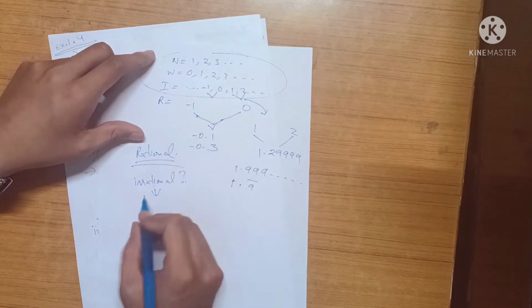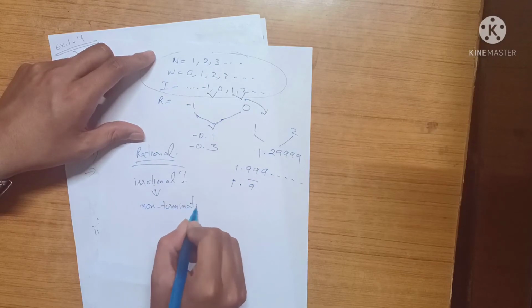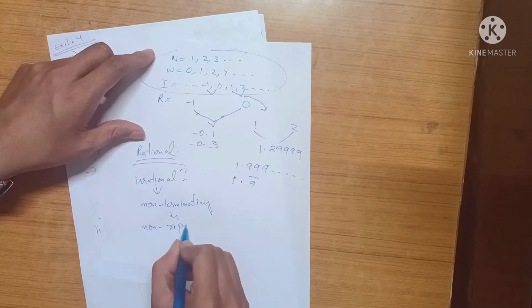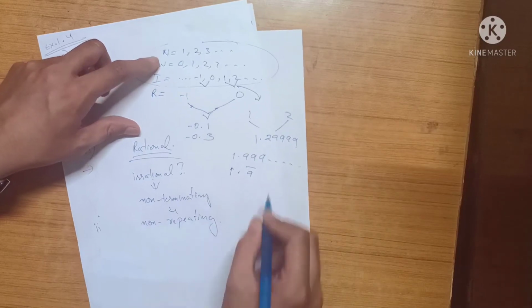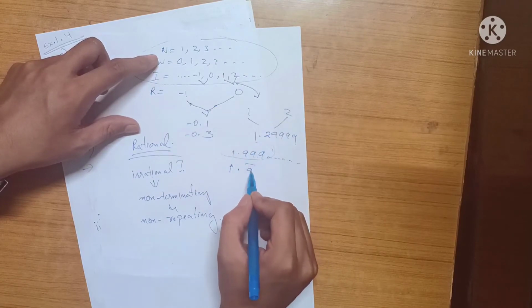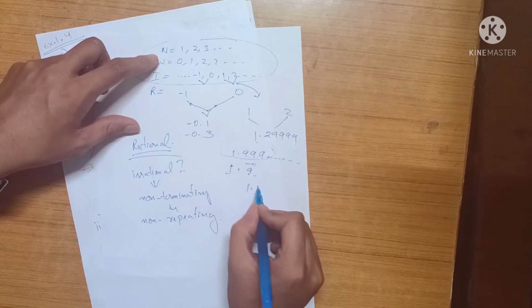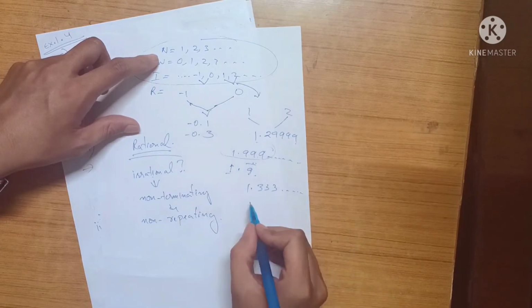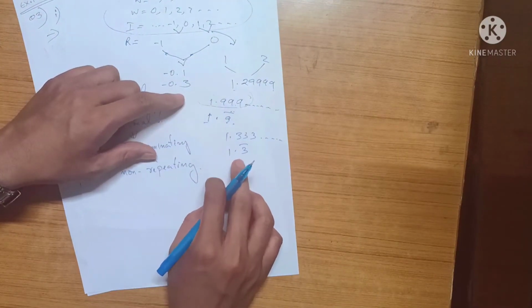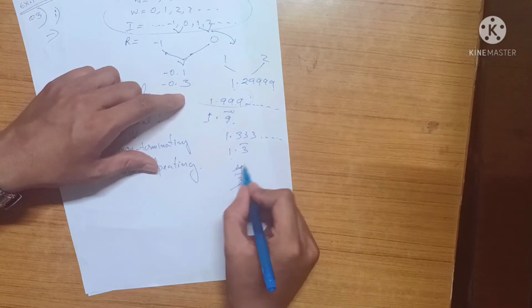Irrationals are non-terminating and non-repeating. This means what? This kind of number is non-terminating, but it is repeating. 9 is being repeated again and again. For example, 1.3333 dot dot dot, which means 3 is being repeated again and again. So even this is a rational number, and I can write it as 4 by 3.